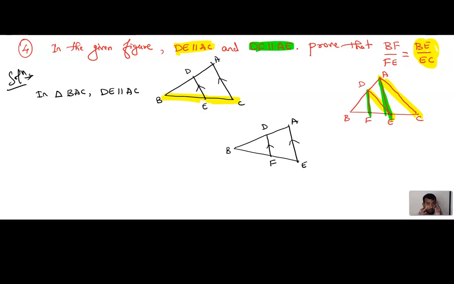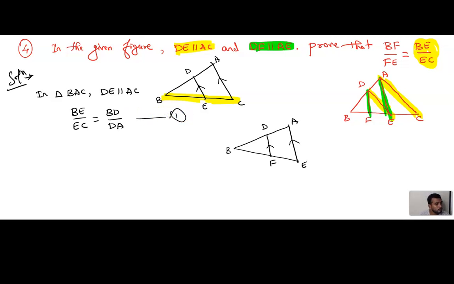हमने क्वेश्चन में रिक्वायरमेंट का है, उसी हिसाब से हमारे को यूज करना है फॉर्मूला. We have to use the formula according to our requirement. So what is the requirement? BE by EC. So I am applying the logic. BE by EC is equal to BD by DA. Any doubts? This is equation 1.